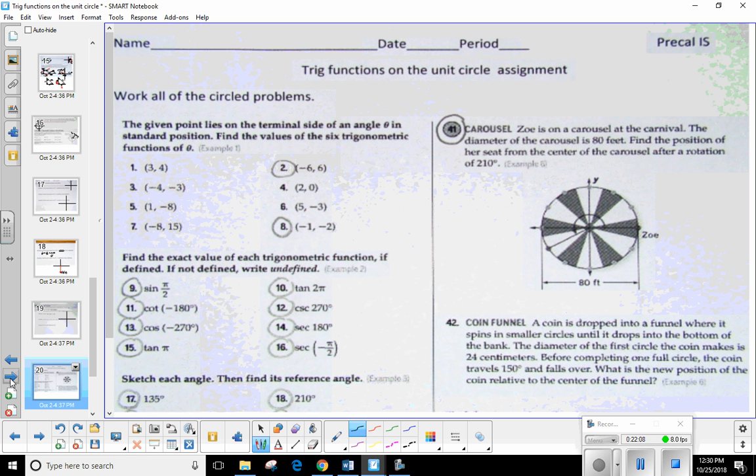Maybe. Yes, we do. Okay, here it is. Who needs a copy? There we go. Okay, who else? Anybody? Okay.